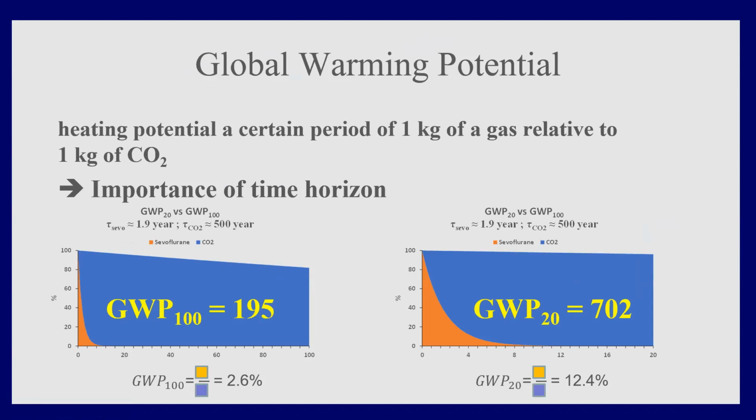So this shows that the time horizon that is chosen to express the global warming potential can have an enormous impact. If we choose a 100-year time horizon, sevoflurane is only 195 times worse than CO2. If we take a 20-year time horizon, sevoflurane is 702 times worse than CO2.